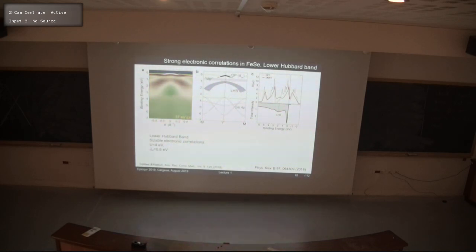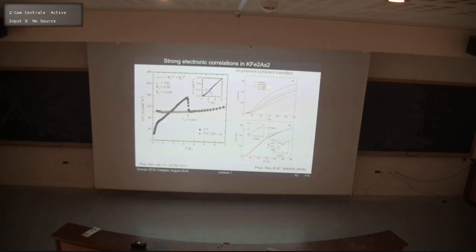And the presence of this band requires quite sizable electronic correlations, U of about 4 electron volts, and a Hund's rule coupling of about 0. electron volts to explain the behavior. So some features are there.